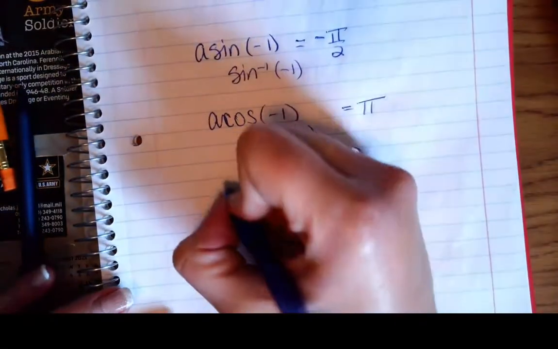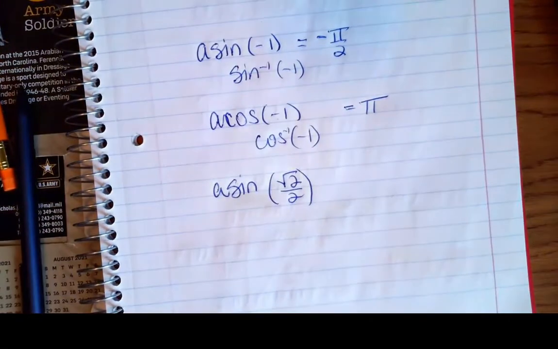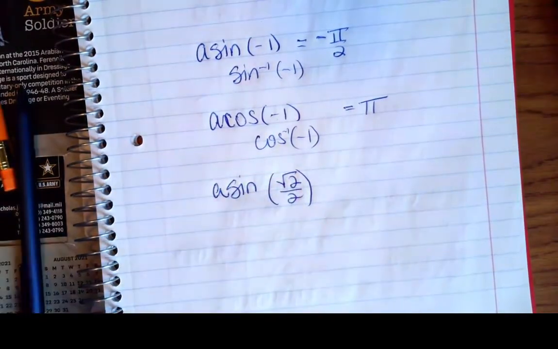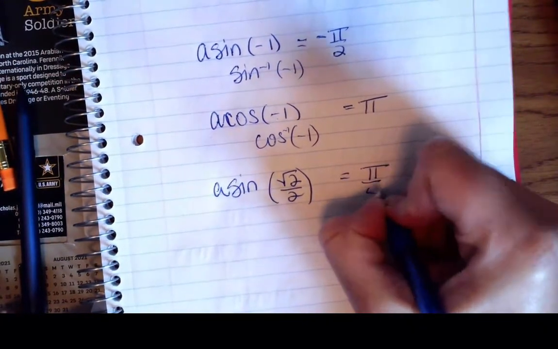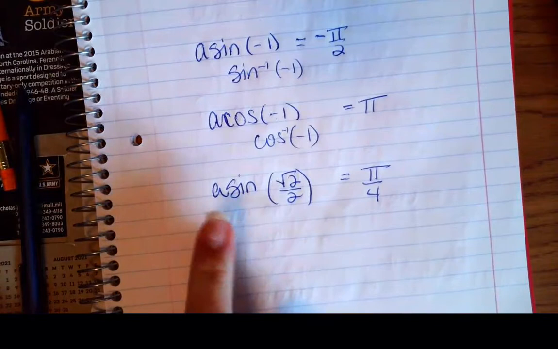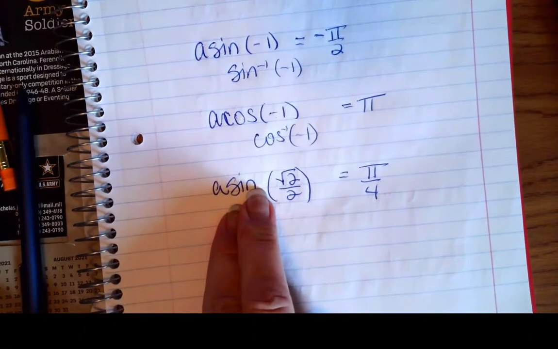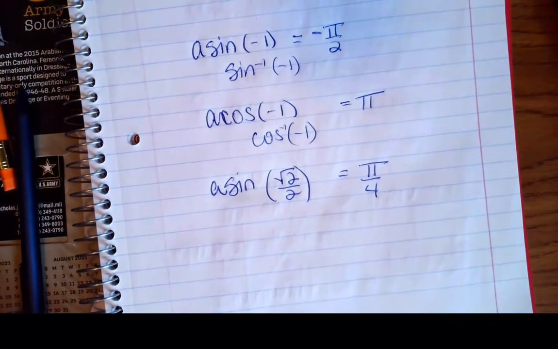All right, so let's do another one. We've got the arcsine of √2/2. So where does sine have a ratio of positive √2/2? Sine is positive in quadrant 1. So I need to know where in quadrant 1 does sine have a ratio of √2/2? And your answer is going to be pi/4. So notice that the sine of pi/4 is √2/2, but the inverse sine of √2/2 is pi/4. So you're flip-flopping your inputs and outputs.